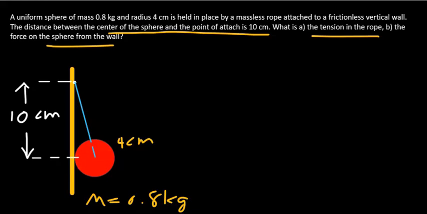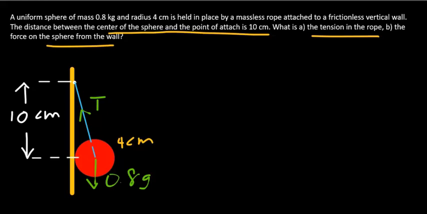So let's do the free body diagram. The first one is the weight of that sphere, which is vertically downward. Since the mass is 0.8 kg, the weight is that mass, 0.8 times gravitational acceleration. The second force is the tension in that string, T. And the third one is the force on the sphere from the wall, and it acts at 90-degree angle with respect to the wall, like that.